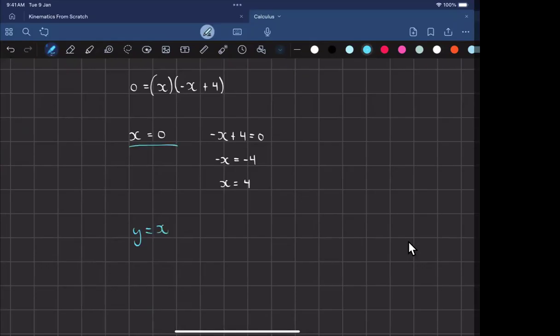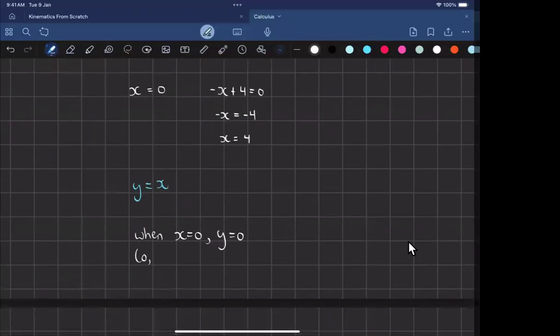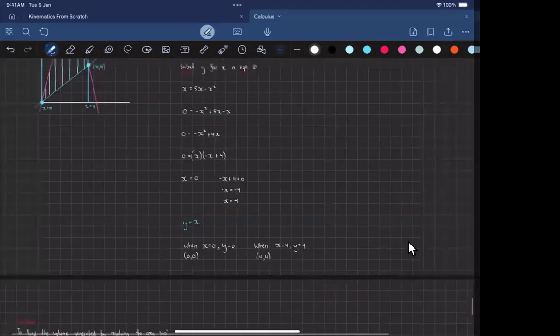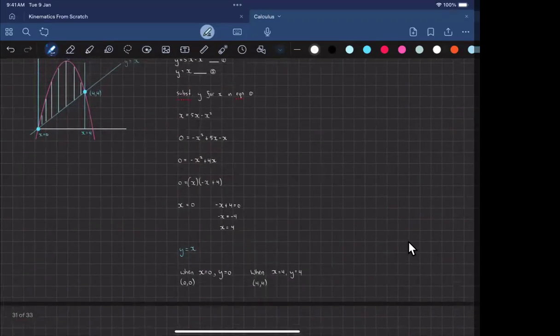For this one, that'll be 0, 0, because y would be equal to 0. So when x is equal to 0, y is equal to 0. So that'll be 0, 0, right? And when x is equal to 4, y is equal to 4. So that'll be 4, comma 4. And we get 0, 0 and 4, 4, right? In case you're not seeing it, the 0, 0 is the origin, and 4, 4 is over here. All right. So that was that. That's the points.